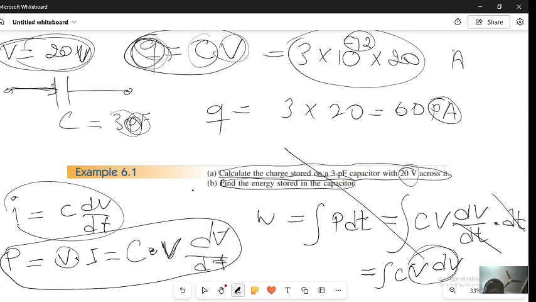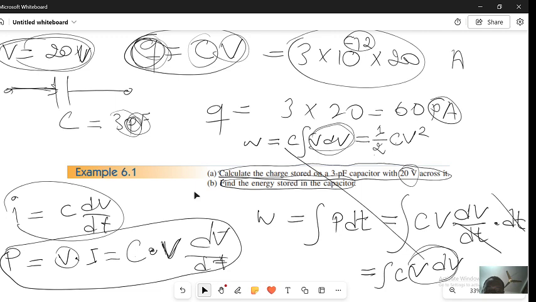If I integrate, I will have the energy. I will have C times the integration of V dV. The integration of V dV is going to be 1 by 2 C V square. Why? The integration of V dV is 1 by 2 V square multiplied by the C.